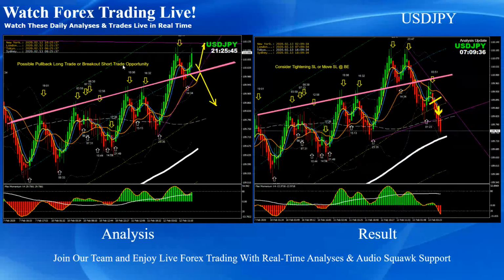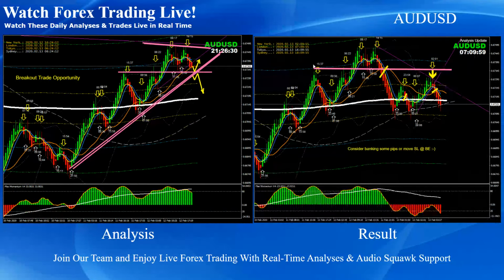Dollar yen, pretty straightforward. If you look at the analysis, we mentioned here to look for the pullback long at this level, but you can see we haven't seen any green candle. And as mentioned in the analysis, if the price breaks and retests, which you can see the price broke this support and retested, that's the beautiful short trade on dollar yen.